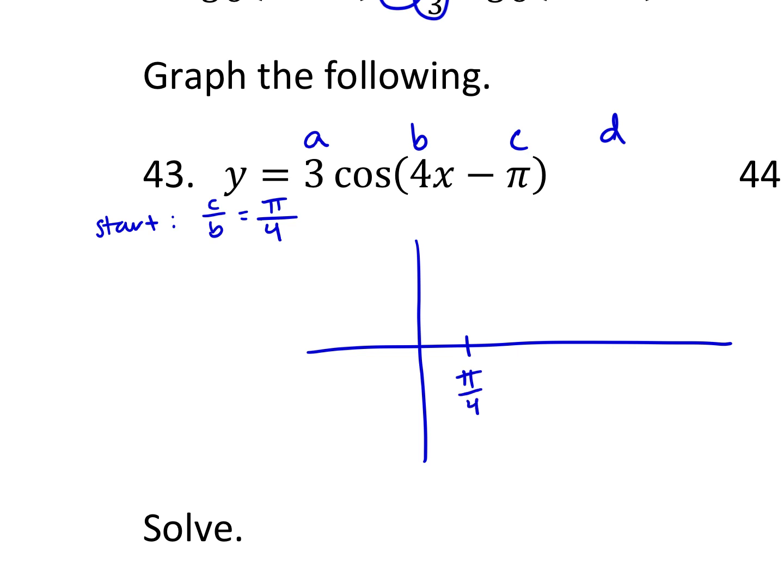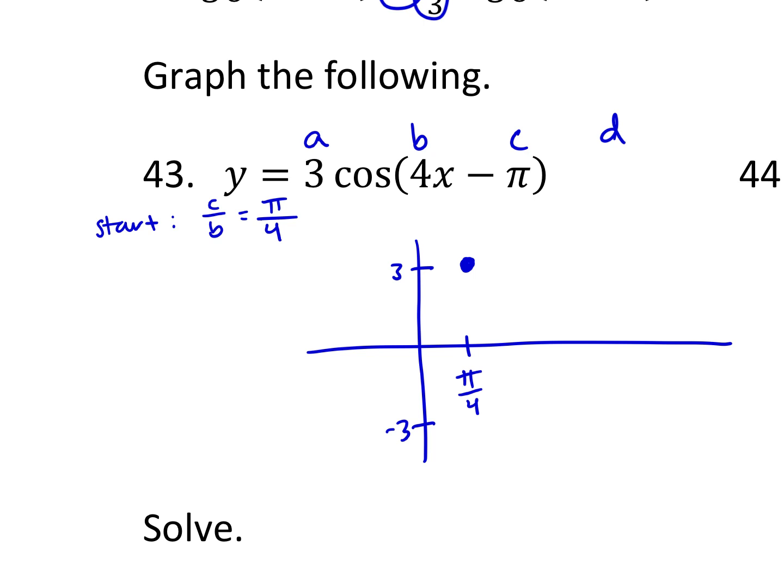Now, cosine, does it start at the amplitude or at the 0? At the amplitude. So we would start up at 3 at our starting point. So we start there. That's our first point. Now, typically, if we didn't have any shifts, we would start here at 0, 3. But we shifted it in which direction? To the right. So this is called a phase shift to the right.